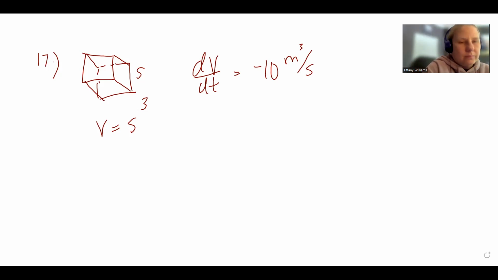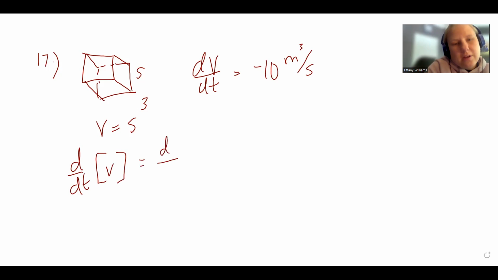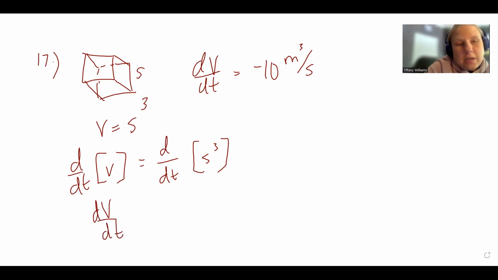All right. So what I'm going to do is take the derivative of both sides with respect to time. So I'm going to do d/dt of V, and I'm going to do d/dt of S cubed. The derivative of V is going to be dV/dt. The derivative of S cubed with respect to time is going to be 3S squared dS/dt.